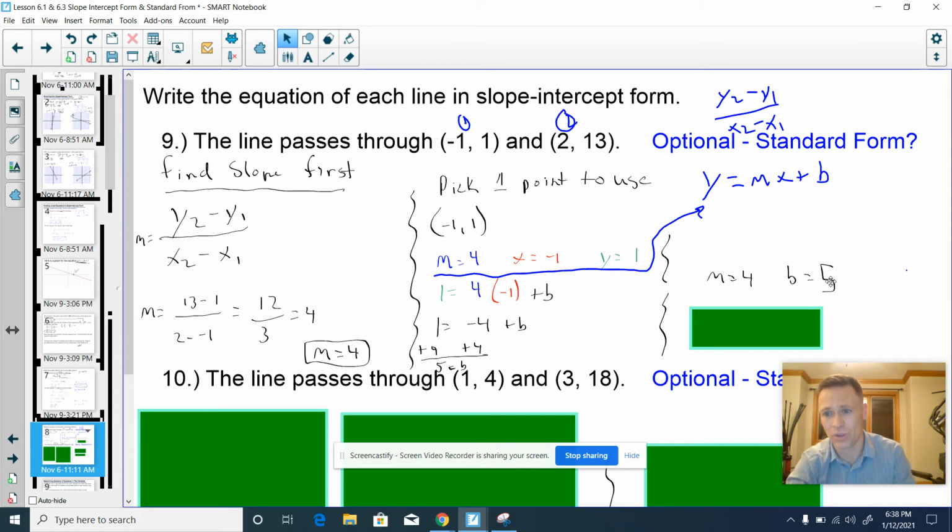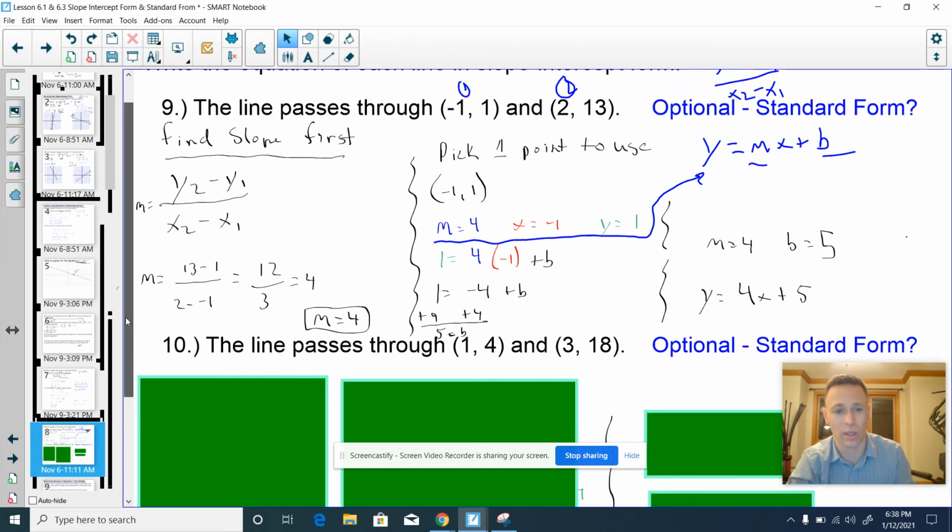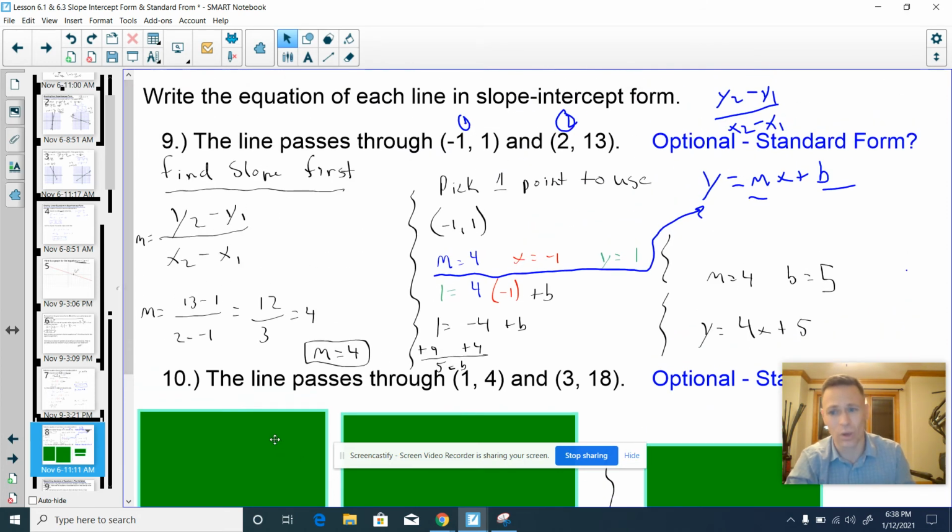My y-intercept was 5. And again, that's all I need to write the equation y equals mx plus b. So there it is. y is equal to 4x plus 5. All right, I know that probably blew your mind a little bit. That's kind of a lot of work. But really, it's just this, right?